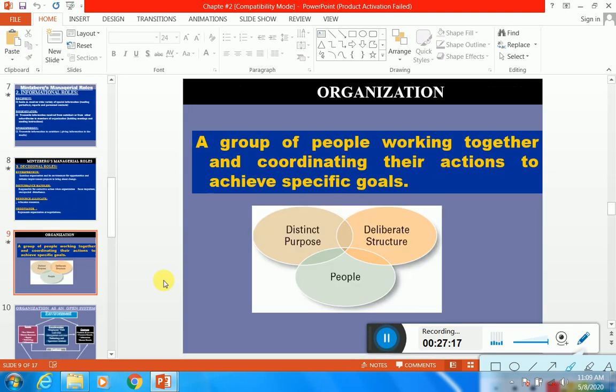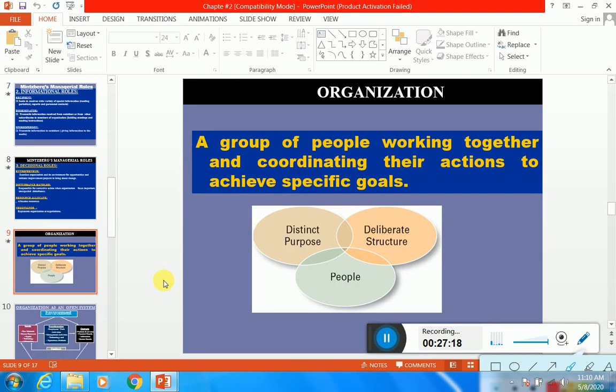Now we'll move to the next slide, and that is organization. What is organization? Simply stated, organization is a social unit. Social unit simply means that it is a platform where a variety of people come together and work together for the achievement of some specified goal.